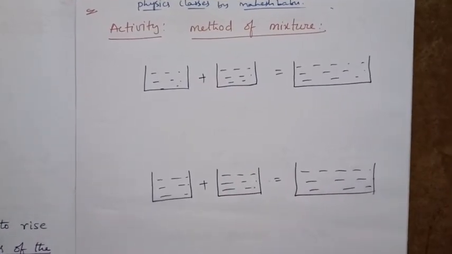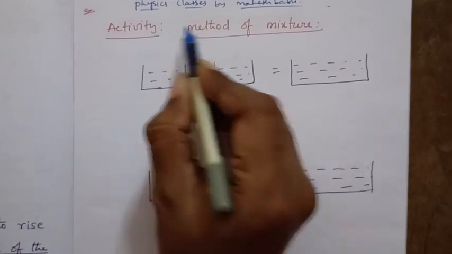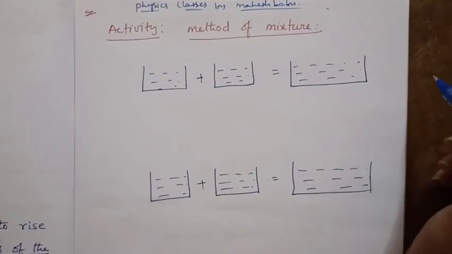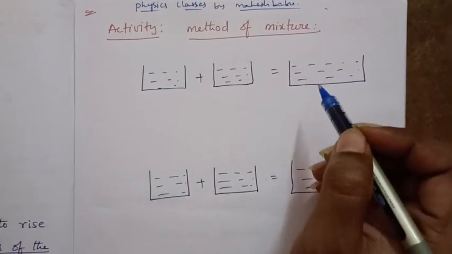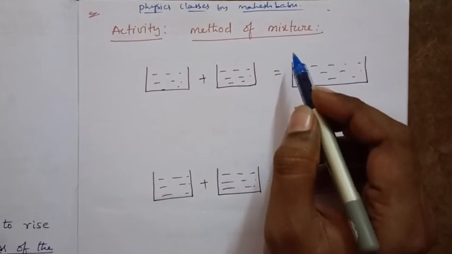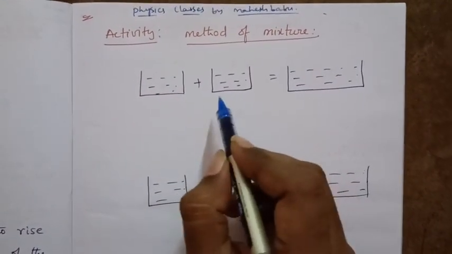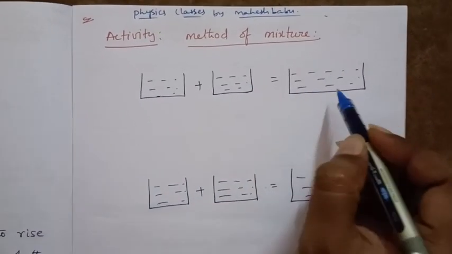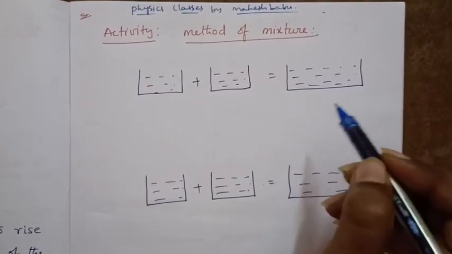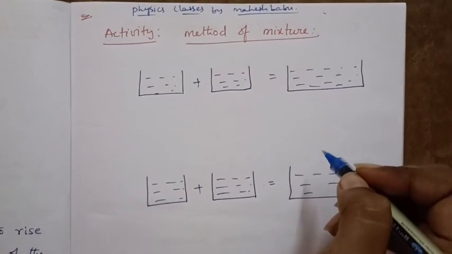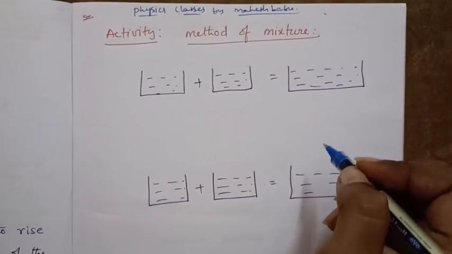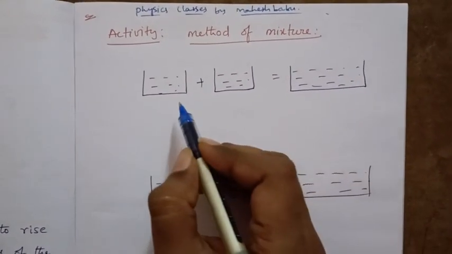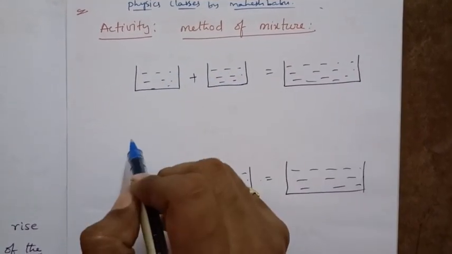Next topic, activity for method of mixtures. Now, this activity is for when 2 liquids of certain temperatures are mixed. What will be the resultant temperature?